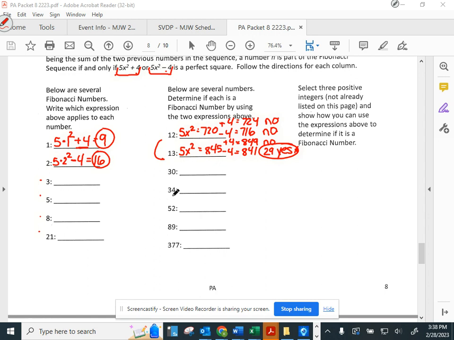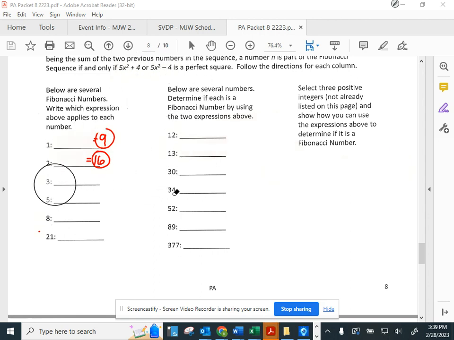So for example, if I used the number 4, I would do 5x squared. 4 squared is 16, times 5 is 80, plus 4 minus 4. So 80 plus 4 is 84. 80 minus 4 is 76. When I find the square root of each of those, they are not just a whole number. So 4 is not a Fibonacci sequence number. So I gave you 1 there. You need to do 2 more telling me if it is or is not a Fibonacci number.